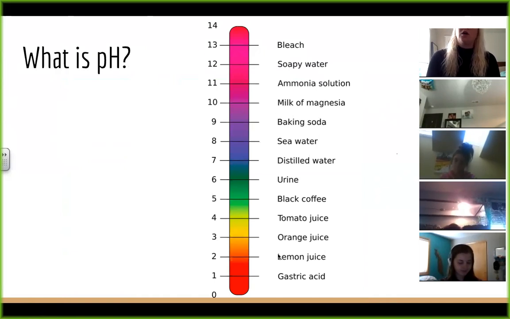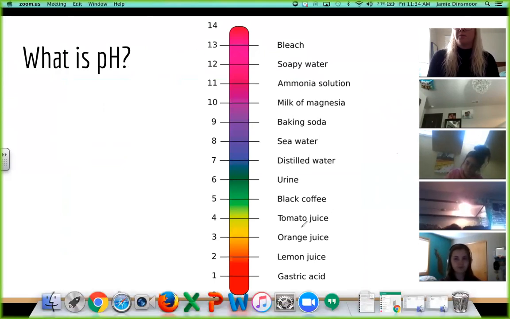Right, so we know that 0 is the most acidic, and that this scale is a little bit different than normal scales because the ends are extreme and the middle is neutral. So as we get towards 1 and 0, we get towards acids. As we get up here towards 13 and 14, we get towards bases. You might also see the word alkaline, which means the same thing as base.